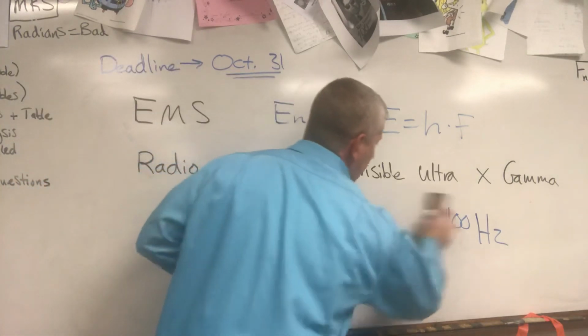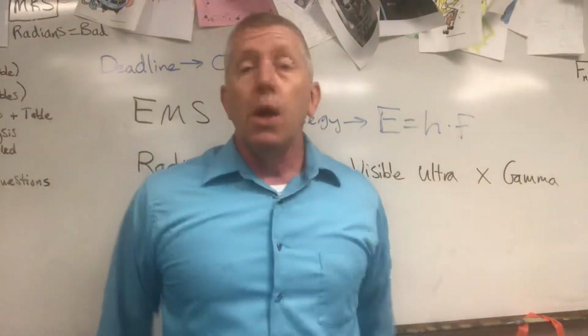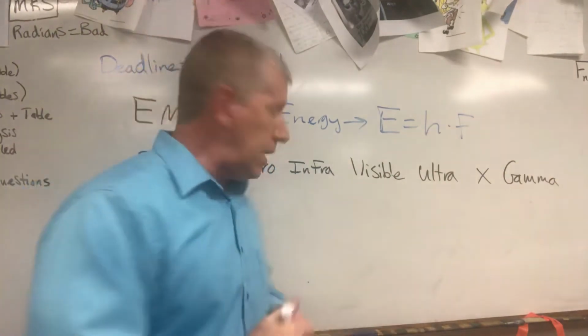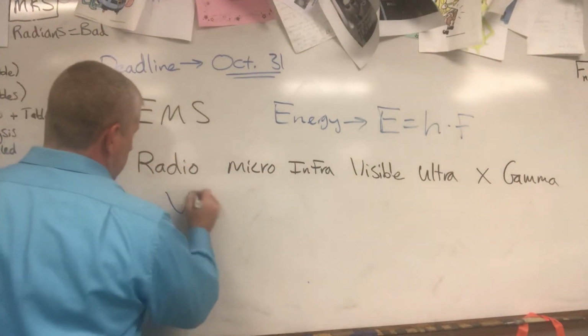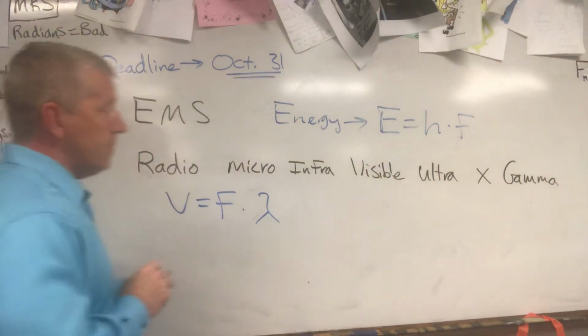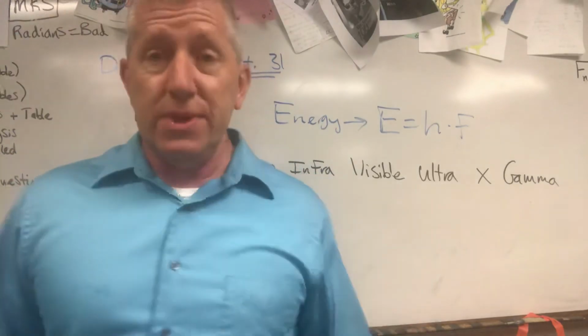So let's keep going. Now we know what frequency is. We know what wavelength is, crest to crest. We know frequency, 3 waves per second, 3 hertz. Let's look at our equation. Velocity is frequency times wavelength. We're going to dive into that in the next video.